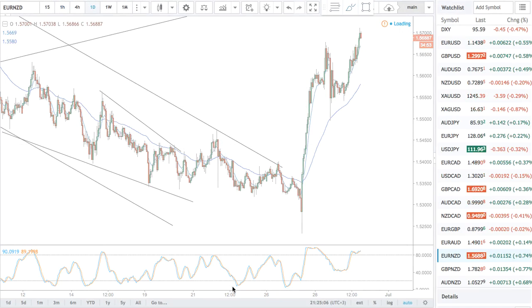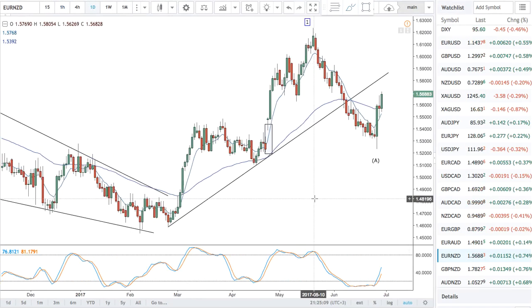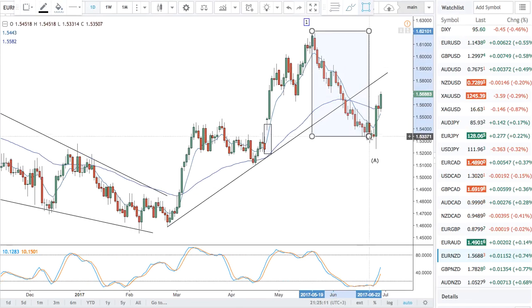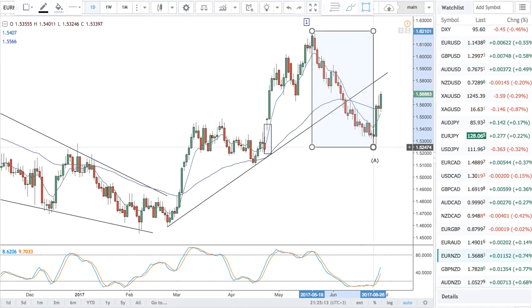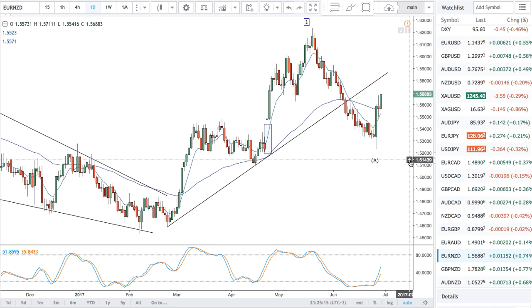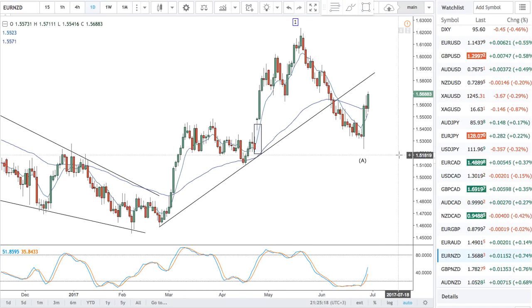It's been an explosive move from the low. But this is looking essentially like one segment down. So for the time being, I'm still favoring another move as well. Pardon me, another move down.